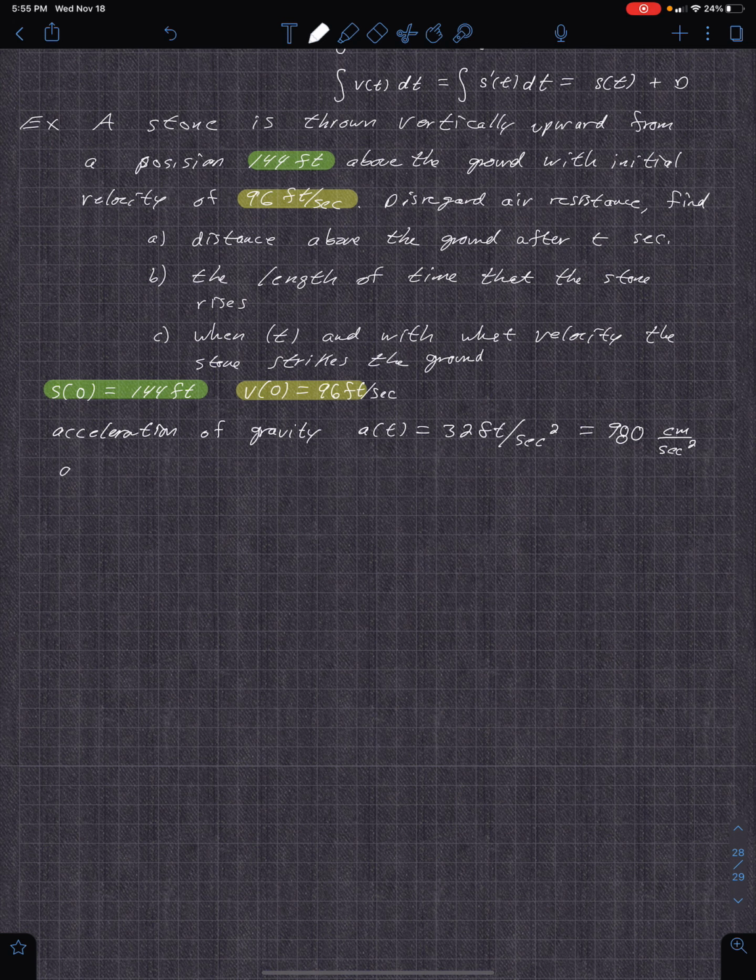So A of t is equal to V prime of t. And when you talk about acceleration of gravity, you always have it negative, so downward. So A of t, which is V prime, we always consider that negative 32 feet per second squared.